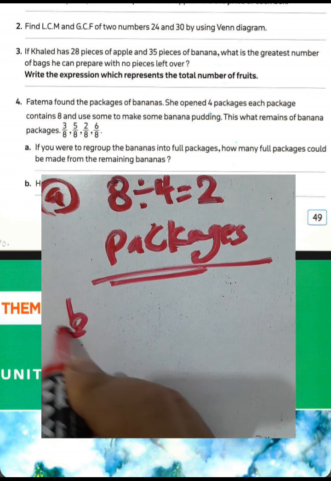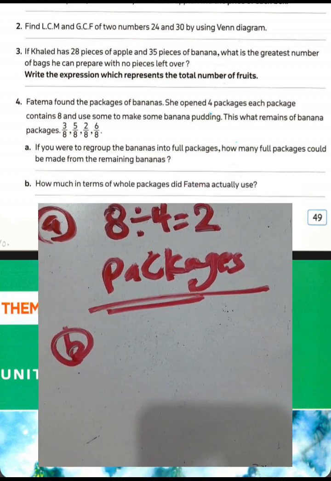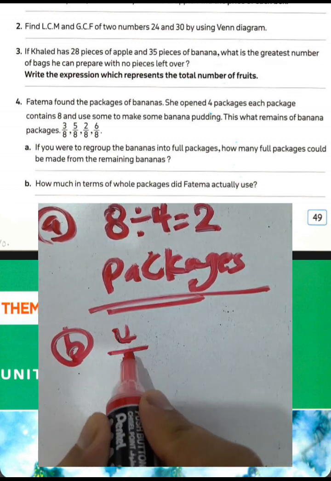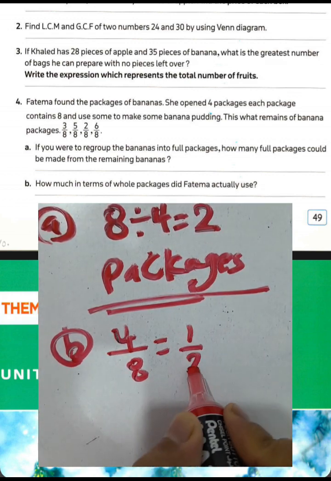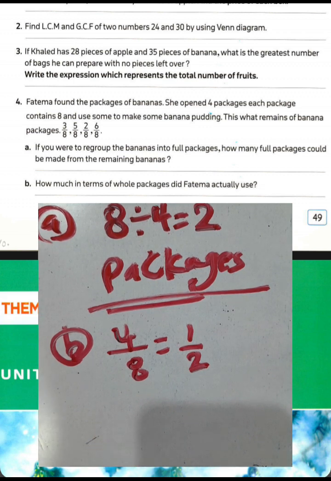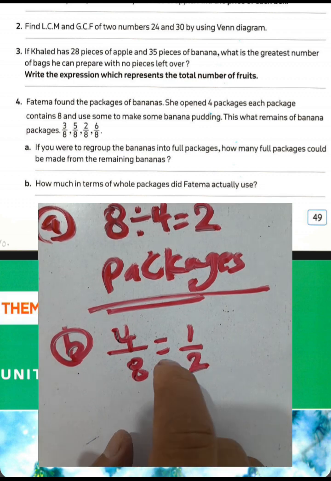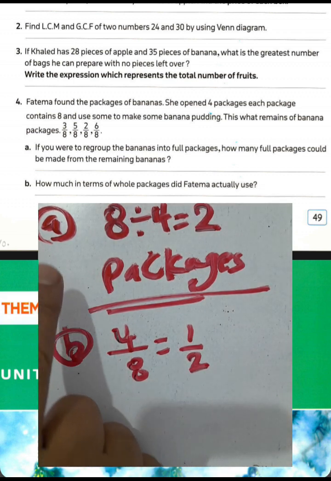Letter B. How much in terms of whole packages did Fatima actually use? She used the half because 4 is half of 8. 4/8 equals half. Then the result about letter B will be half. Again, question letter A and letter B.